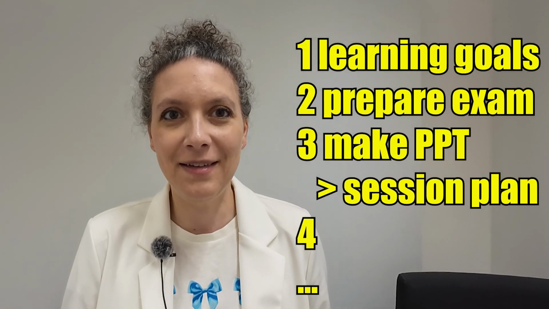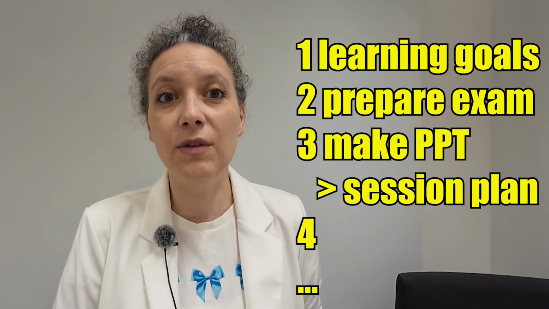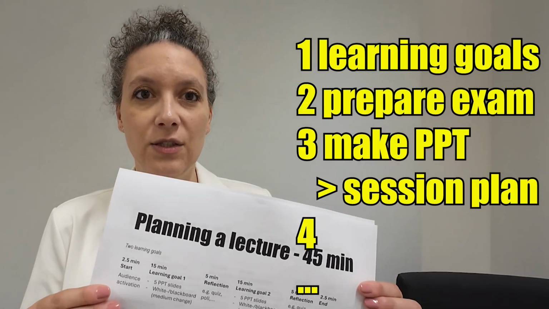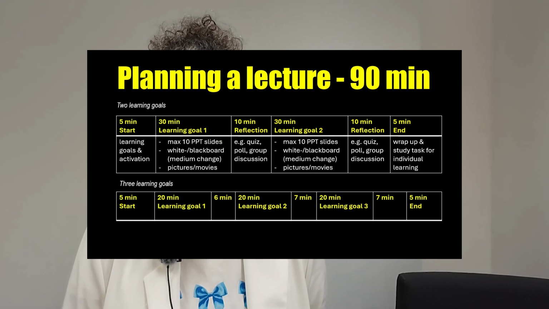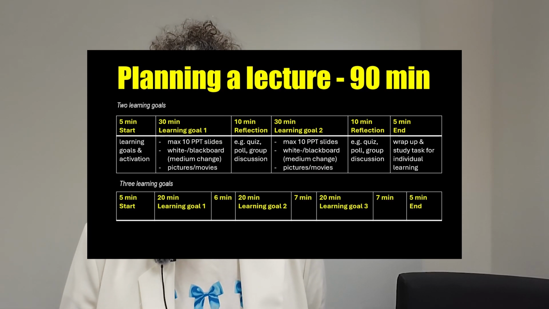You make a plan about this lecture first. So you divide your session into sections, and I will put this on the screen. I recommend to have 2 or 3 learning goals per session. And that takes into consideration learning units of 90 minutes, ideal for 2 or 3 learning goals. If you have 45 minutes, you can have 2 learning goals.